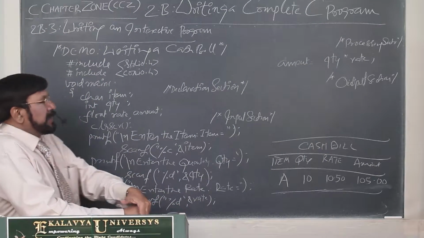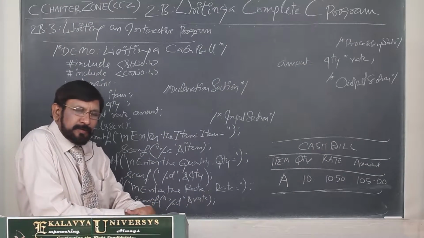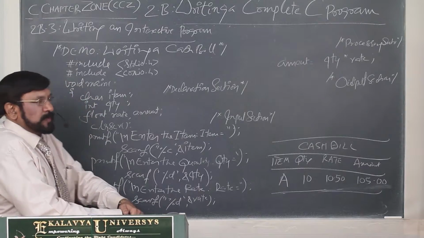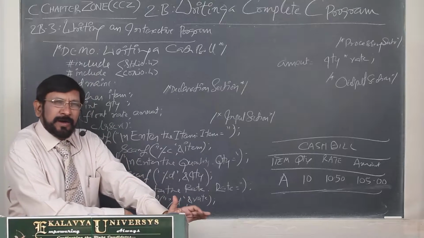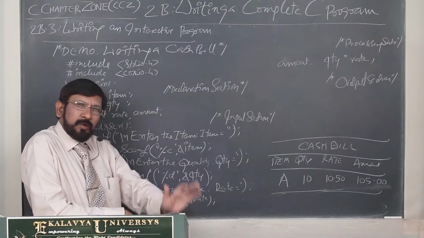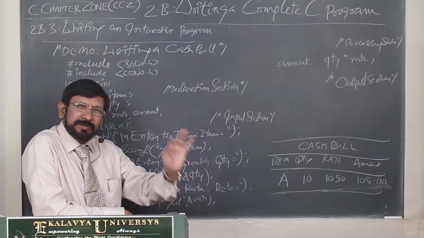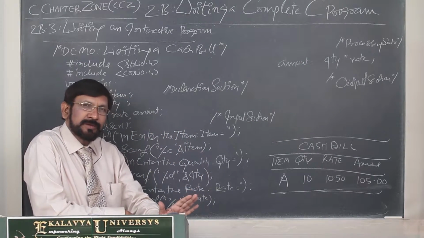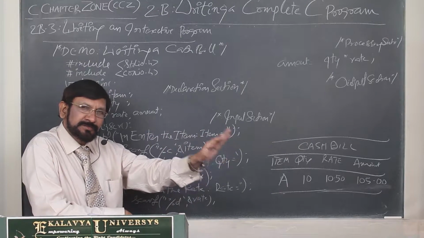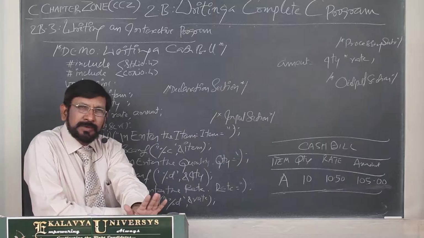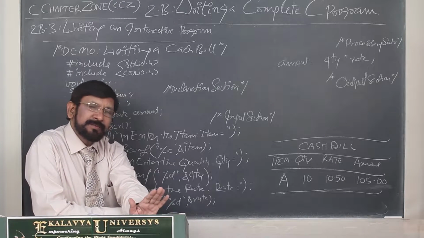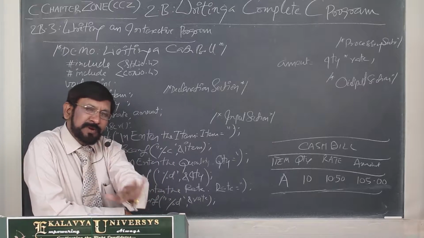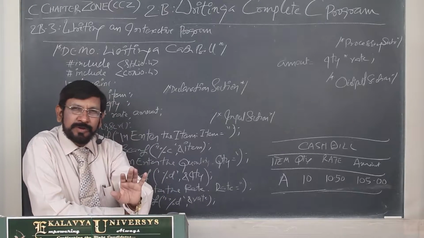Now, let us take up concept number 3, 2B.3, writing an interactive program. So far, I have explained all the 4 sections and each and every element of each section meticulously through theoretical explanation as well as programs. One thing I am telling you once again: after understanding the theory, work out the corresponding program, then only you can own it.